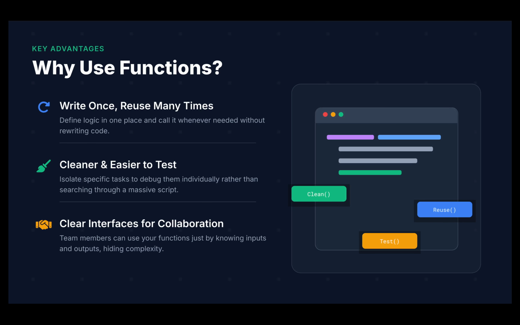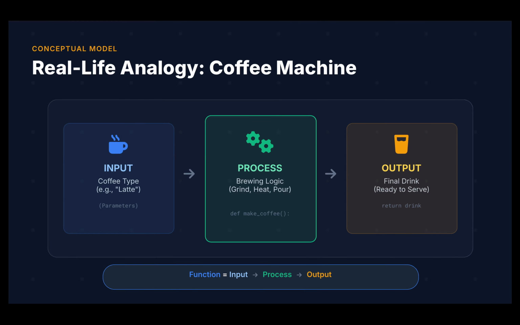Why use functions? Here you can see the summary of the main advantages of functions. They let us write logic once and reuse it many times. They also make code easier to test because each function can be checked on its own. And in team settings, functions create clear interfaces where other people only need to know the inputs and outputs rather than the internal details. That is one of the reasons functions are so central to software development.